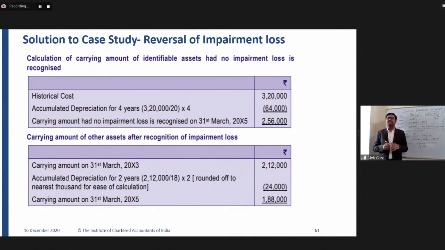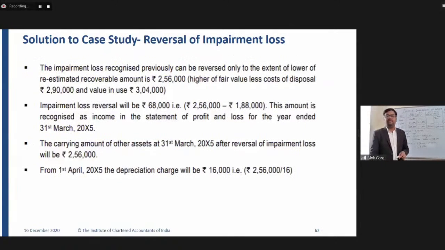Technically, in the institute study material, it has been rounded off nearest to the thousands for the ease of calculation. It is mentioned there. Otherwise, it should be 23,500. So carrying amount is 1,88,000. Now you need to compare this 256 with 188. The impairment loss previously recognized can be reversed only to the extent of the lower of re-estimated recoverable amount or carrying amount had the impairment loss never been recognized, which is 2,56,000. So impairment loss reversal will be 68,000.